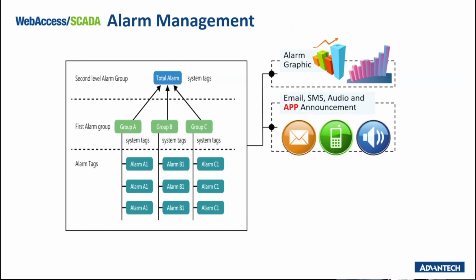Next, we have the email notification alarm. It's a standard feature within our WebAccess. No third-party software is required. Tags can also be individually selected to generate an email and assigned to a recipient email address, or assigned to a global recipient address to receive that notification. It also comes with SMS and audio announcement as well.